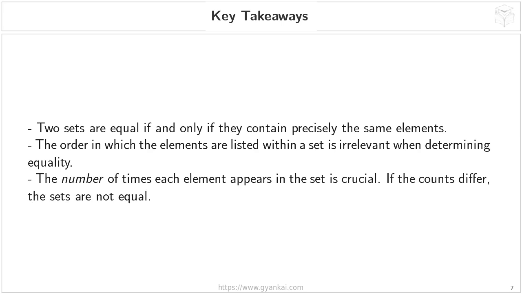Finally, and this is where students often make a mistake, the number of times each element appears in the set is crucial. If the counts differ, the sets are not equal. Think back to example 3, where we had a set with 1, 2, 2, 3, and another with 1, 2, 3. Because the number 2 appeared twice in the first set but only once in the second, they weren't equal. Sets, by definition, only list unique elements. So, while you might write 1, 2, 2, 3, it's mathematically the same as 1, 2, 3. Keep these 3 points in mind, and you'll be able to confidently determine whether two sets are equal. Now, on the next slide, we'll discuss some common mistakes students make when working with equal sets, so we can avoid those pitfalls.